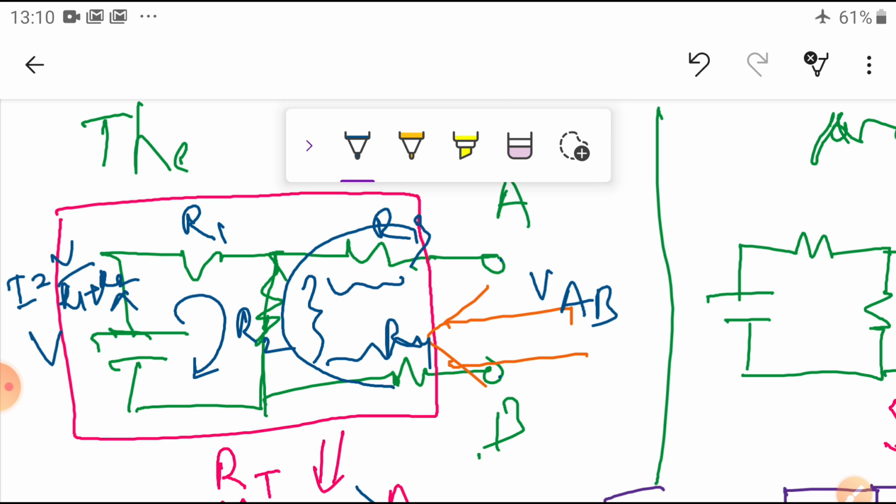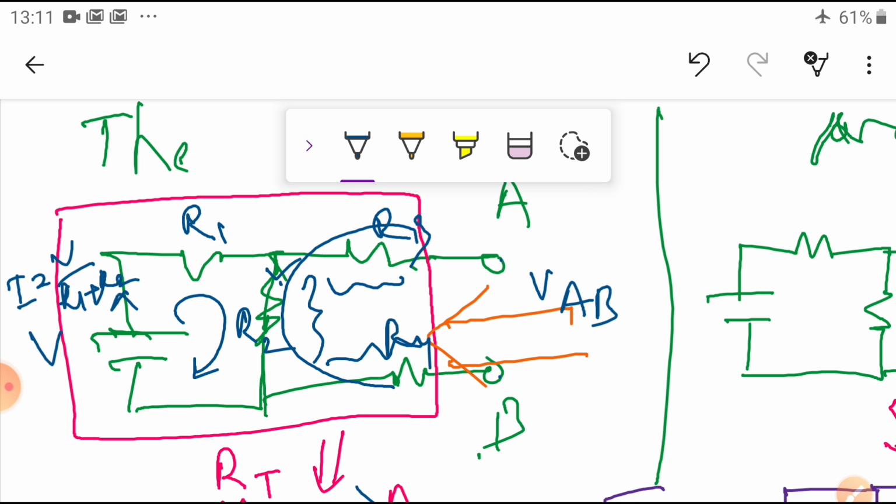If you know the current, the same current is flowing here, then I can calculate the drop. So that is how we find the voltage across this one.